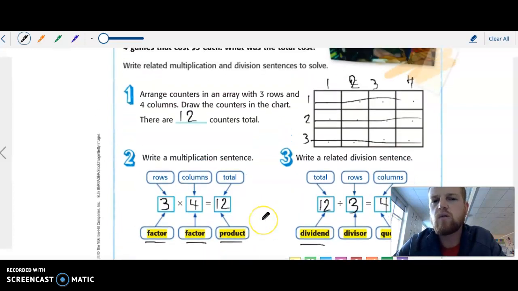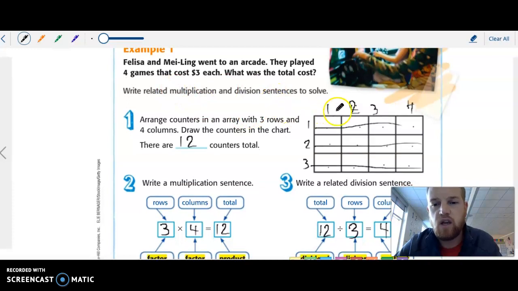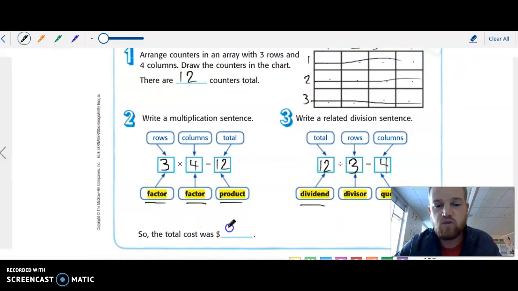All right, so that's kind of our first step, so we can see what we end up with. Then we bring it back because we always want to come back to our problem. What was the total cost? If we know they played 4 games, 1, 2, 3, 4, and they cost $3 each, we'd end up with a total cost of $12. You can see how we can flip these back and forth a little bit. We're using the same numbers to create 2 separate problems.